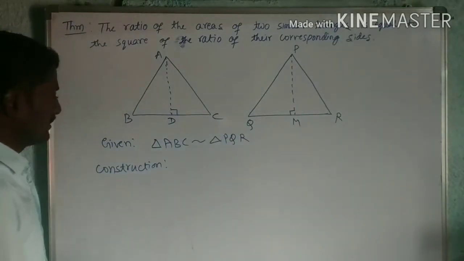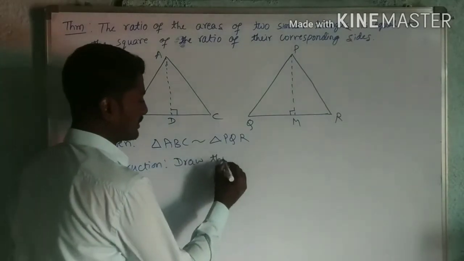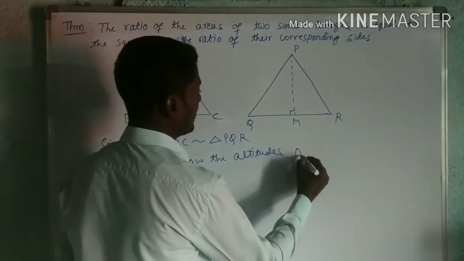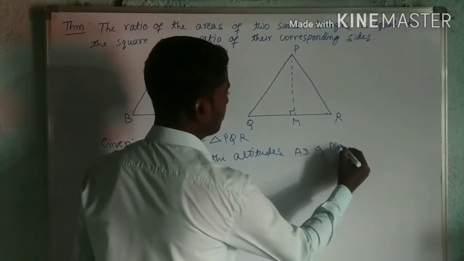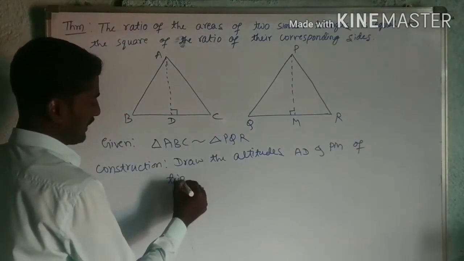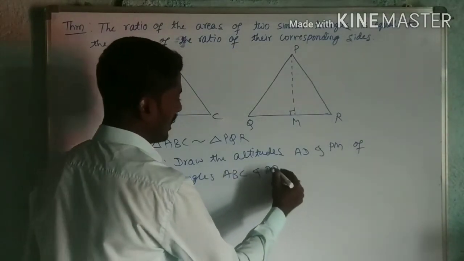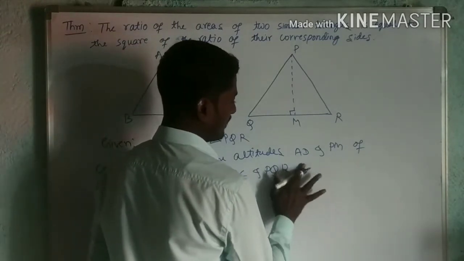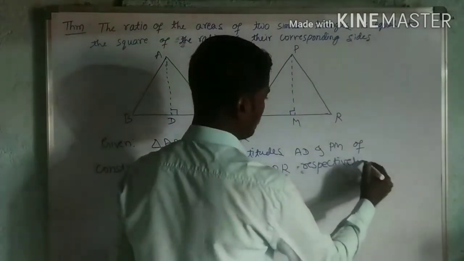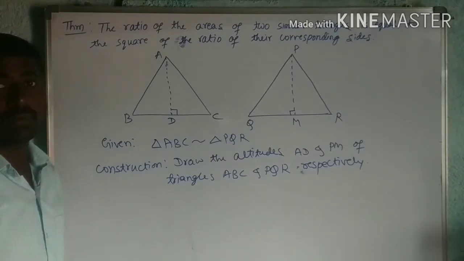Now in construction, draw the altitudes AD and PM of triangles ABC and PQR respectively. This is the construction. Now to prove, what we have to prove?